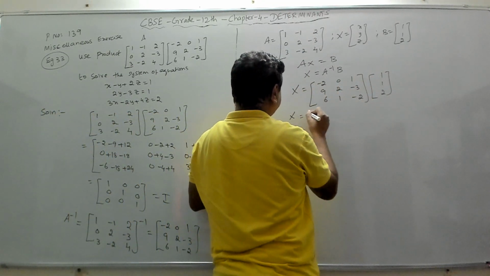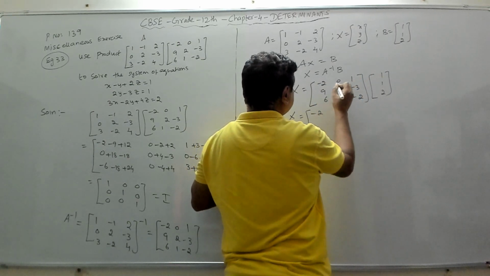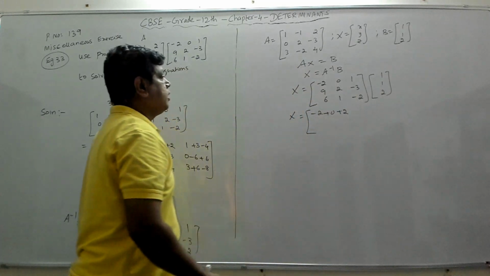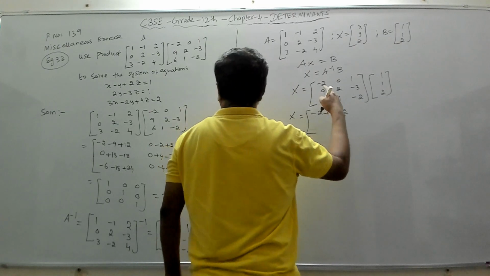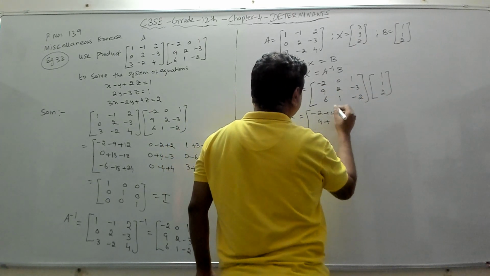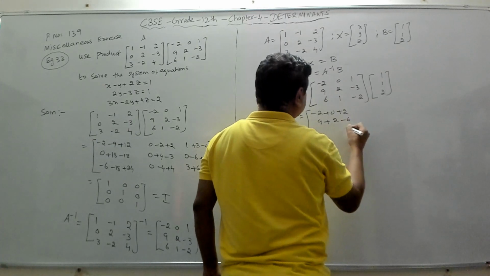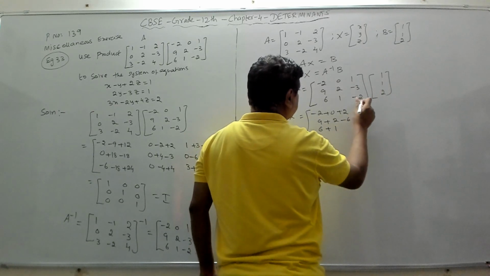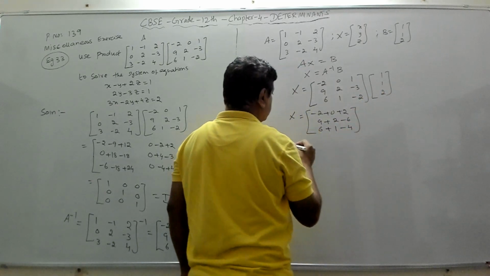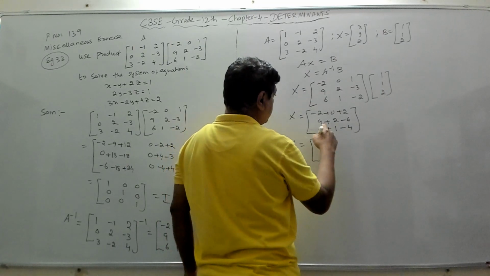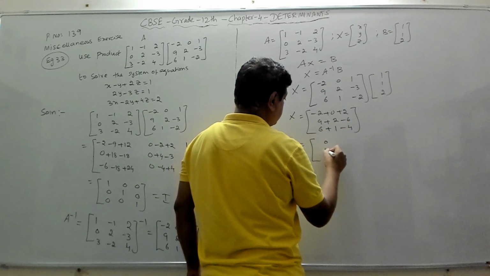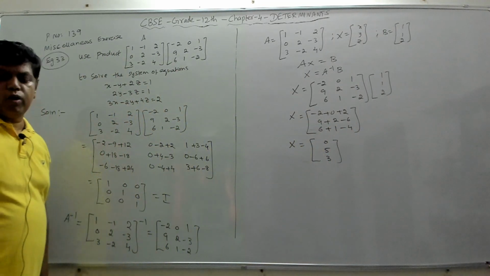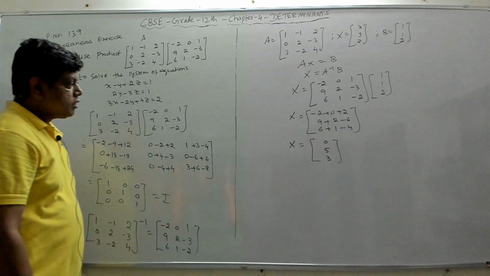So if you multiply this, what do we get? X is equal to minus 2 into 1 is minus 2, 0 into 1 is 0, 1 into 2 is 2. Then again, 9 into 1 is 9, plus 2 into 1 is 2, 3 into minus 2 is minus 6. And 6 into 1 is 6, plus 1 into 1 is 1, minus 2 into plus 2 is minus 4. So your X matrix becomes 0, 11 minus 6 is 5, 7 minus 4 is 3. So what we got is 0, 5, 3.